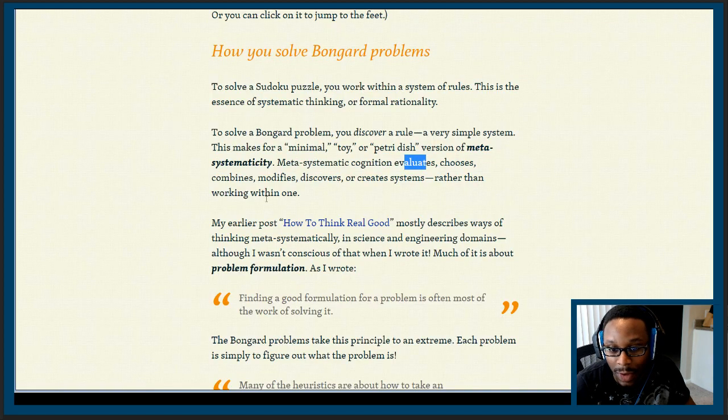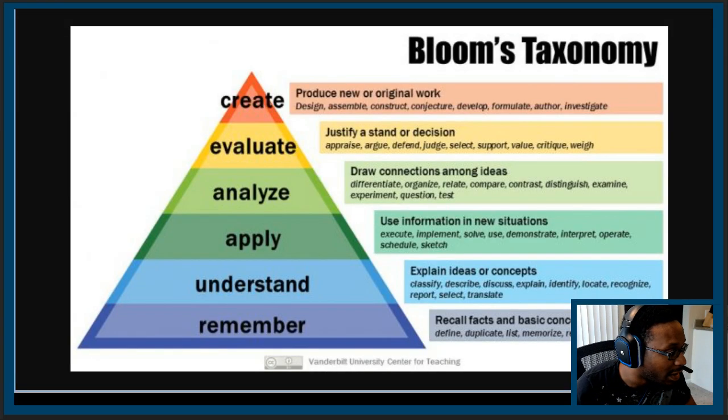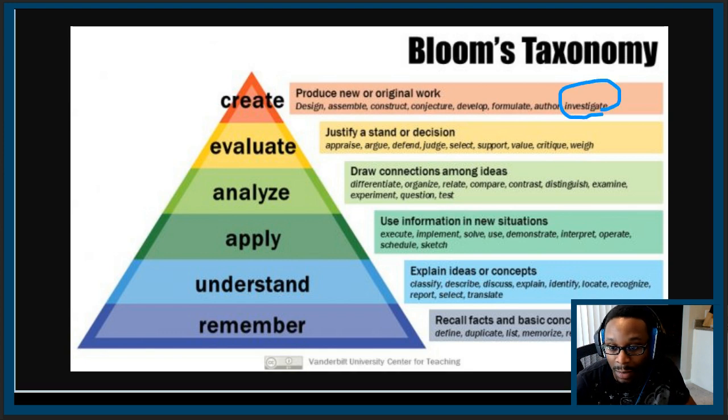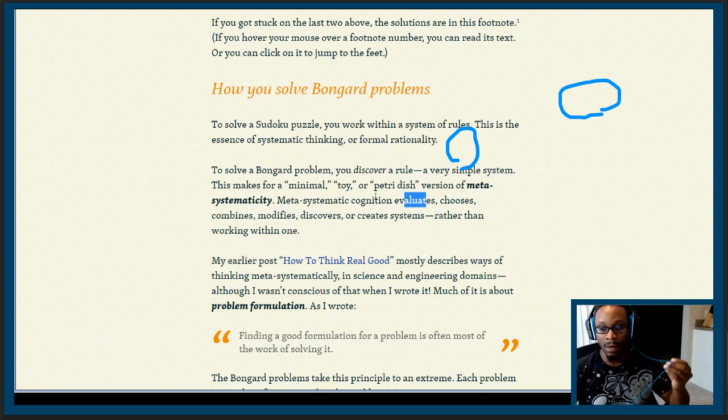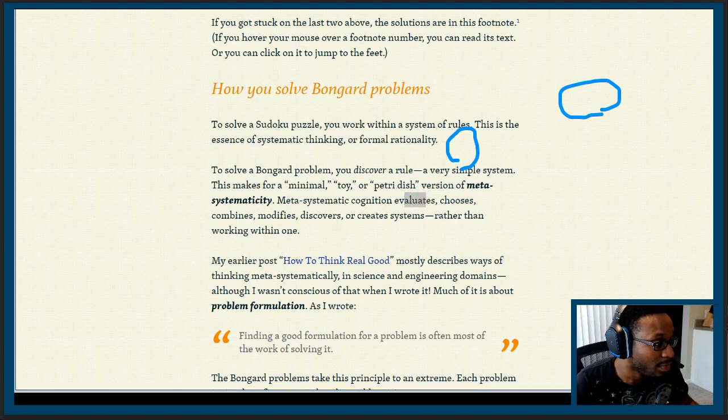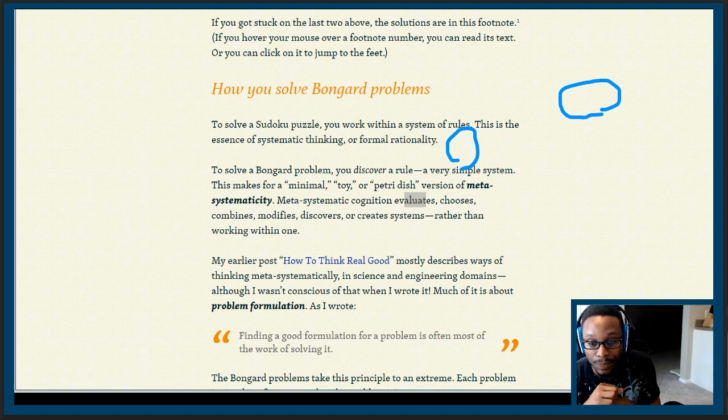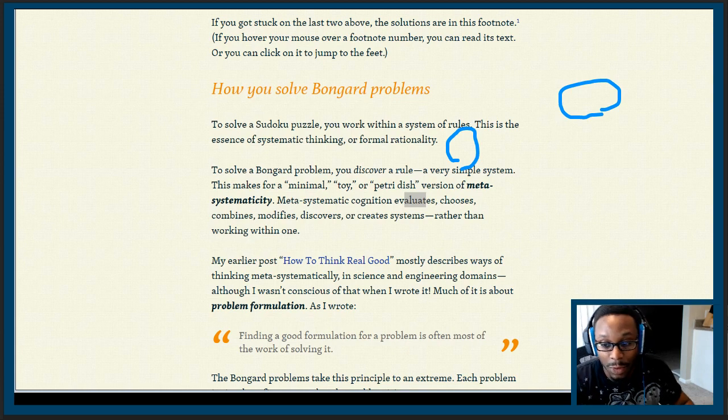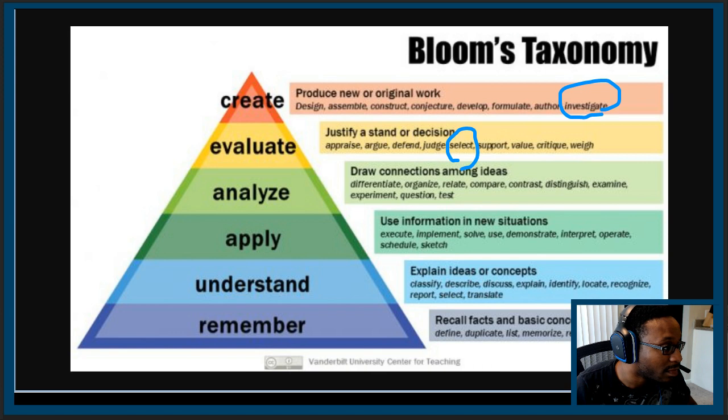We'll have to try to find multiple. Evaluate, choose, combine, modify, discover. Develop, author, investigate. This is kind of like discovery, right? Modify, appraise, argue, defend, judge, select. Select is like choose. Support, value, critique, weigh, differentiate. Oh, my mic wasn't even on in the Discord. They weren't listening. Let's see. Combines, modifies, discovers, or creates systems. So, construct, differentiate. Where would modify be? Solve, demonstrate, interpret.